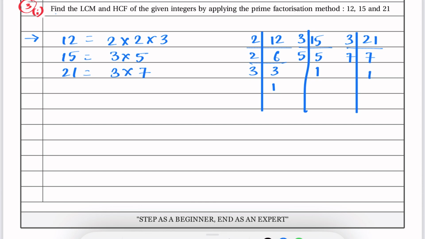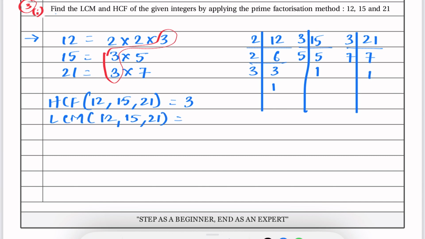Here to find HCF of 12, 15, 21, if you observe carefully, here we have 3 as common in all the 3. So our answer is 3, right? Now similarly, LCM of 12, 15, 21.